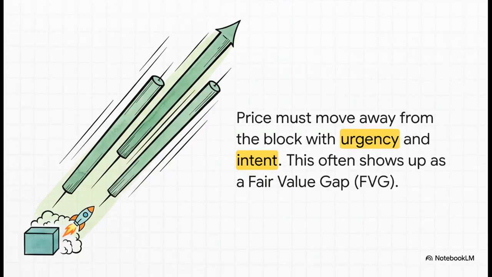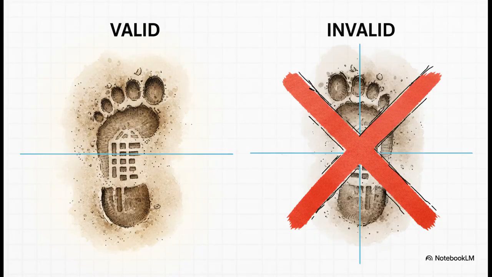Okay, rule number 2. The move away from the order block has to be urgent. It has to be powerful. We call this displacement. It's a strong, decisive push that signals real institutional intent. It can't be a slow, choppy grind. You should literally see the power behind the move. It often even leaves behind an imbalance, like a fair value gap, where price moved so fast it didn't have time to trade properly. And finally, rule number 3.